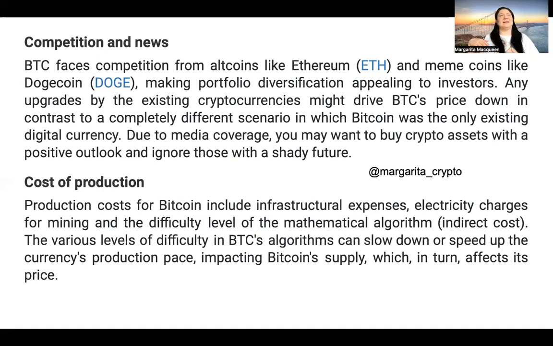Now there are so many miners, so many people who do that, that demand goes down compared to before. So now to do mining, it's not that big a demand like it was before, because of the gas expenses and so on. So the various levels of difficulty in Bitcoin's algorithms can slow down or speed up the currency production pace, impacting Bitcoin supply, which in turn affects its price. Kind of agreeable, right?